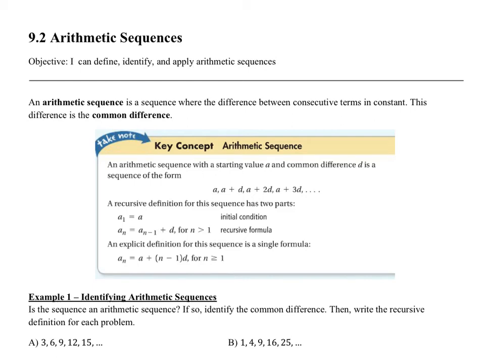Well, we're starting off another new chapter. Oh, yeah, go us. We're so smart. We can do another one.